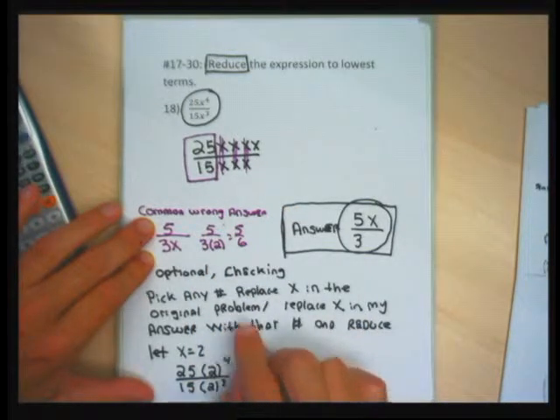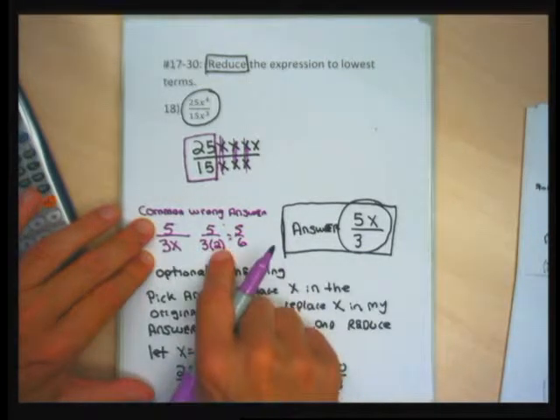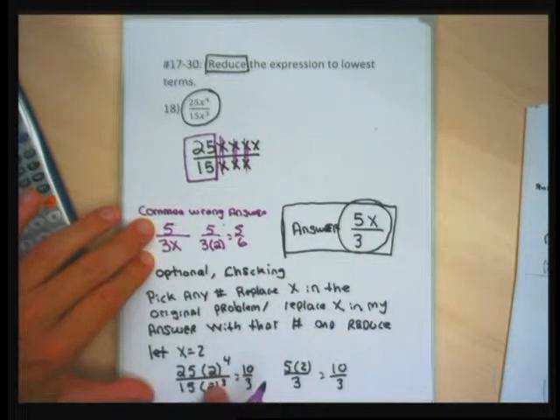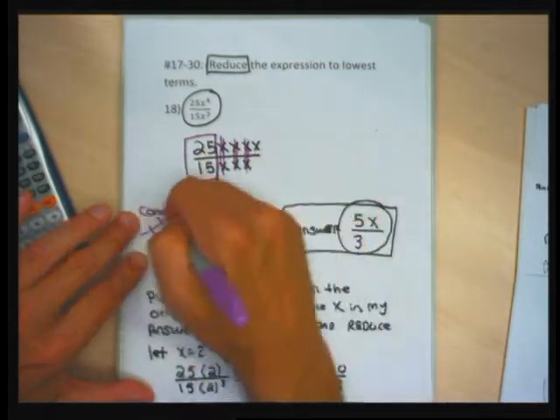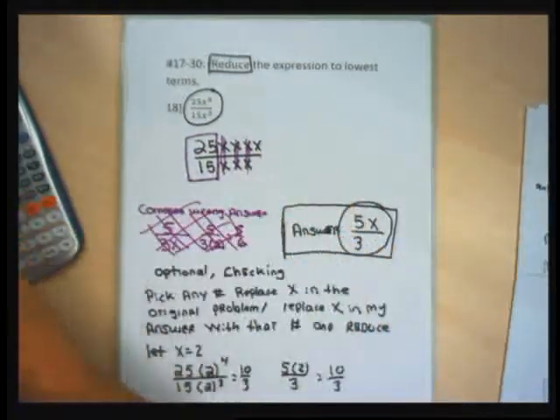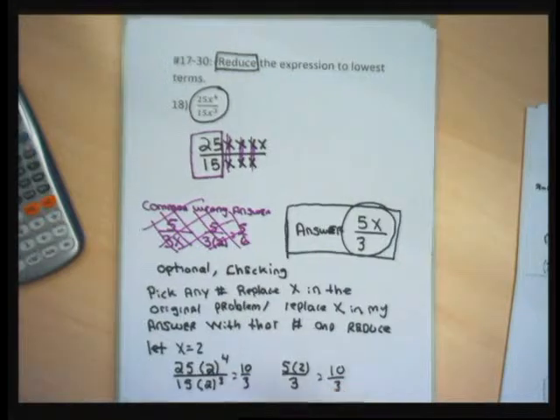And so I could tell that this 5 over 3x is not a correct answer, because when I plug 2 into it, I get a different number than plugging 2 into the original problem. And so anytime I come up with an answer for any problem between 17 and 30, I can take the number 2, as long as it doesn't give me undefined, plug it into the original problem and into my answer. If I get the same number doing each of the substitutions, I'll think my answer is right.